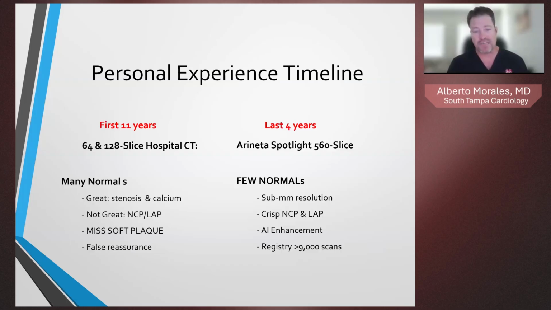I've been in practice now for about 15 years, and the first 10 to 11 years of my practice, I used the hospital scanner to do my advanced imaging, and there we had a 64 and a 128 slice. My first 10, 11 years of reading is very different than my last four. I used to call a lot of normal CT scans. With 64, 128, and typical CT scanners from hospitals, you're able to really do a good job with stenosis, but you miss a lot of plaque that's soft, and you get a lot of false reassurance.